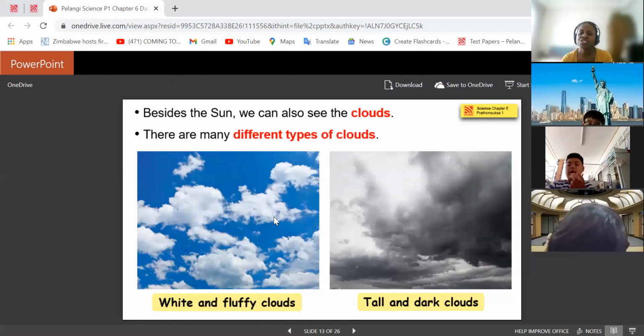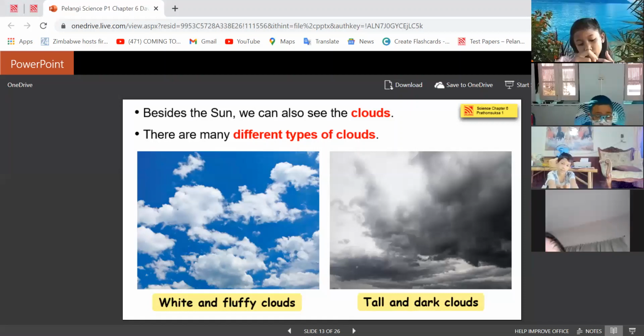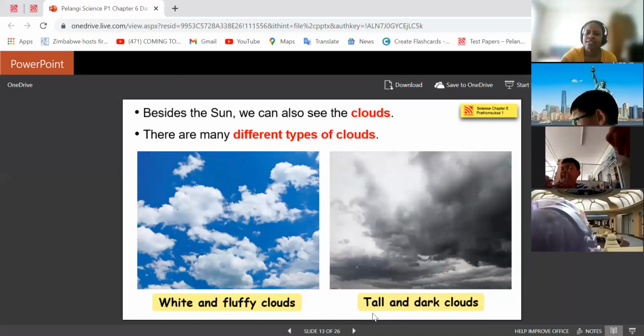Let's look at the second picture. The second picture shows us what type of clouds? Anybody to try? Bright. The second picture shows us what type of clouds? They are what? Teacher, black or white? The clouds are black, white.